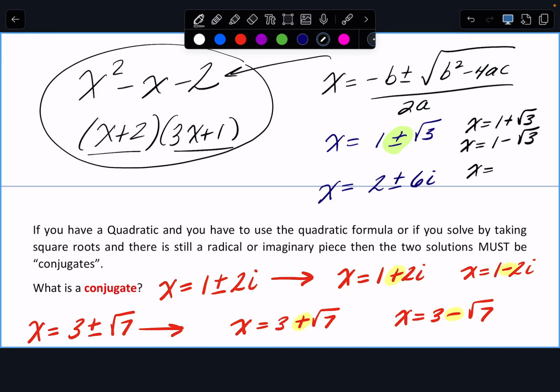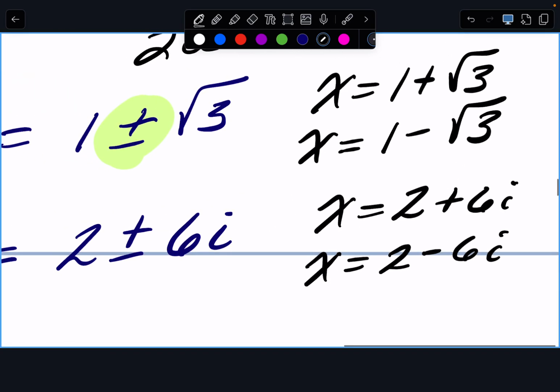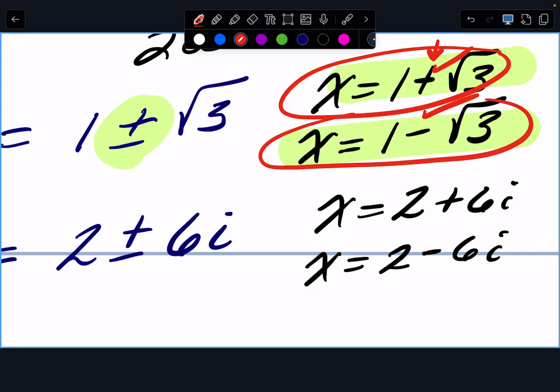Same thing here. If you have x equals 2 plus 6i, that's not ever just a solution by itself. That's not even possible. You would also have x equals 2 minus 6i. So that's what this brings up right now. This says if you have irrational solutions, their conjugates have to be solutions. A conjugate is a change of sign in the middle, only in the middle. See, these are called conjugates. If an irrational solution is a solution, its conjugate must also be a solution. It's just not possible without it.